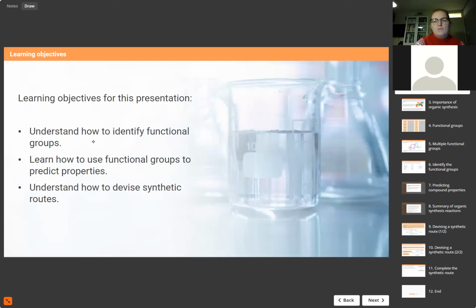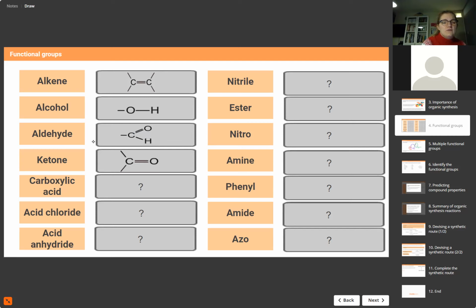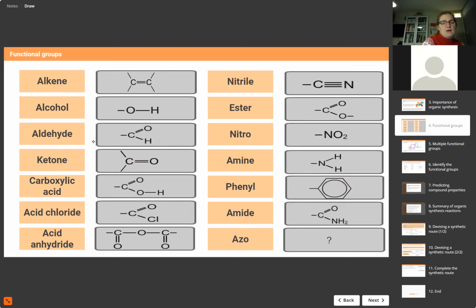Okay. I'm not going to go through all the different functional groups at the minute. I will actually, just as a quick reminder, these are all our different functional groups. So we have alkenes, which remember is a carbon-carbon double bond. Alcohols, which have our OH group. Aldehydes, which have our COH. Ketones, C double bond O. Carboxylic acids, COOH. Acid chlorides, COCl. Acid anhydrides, nitrile groups, esters, nitros, amines, phenols, amides, and azos.